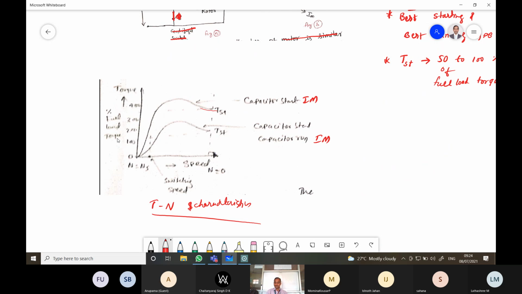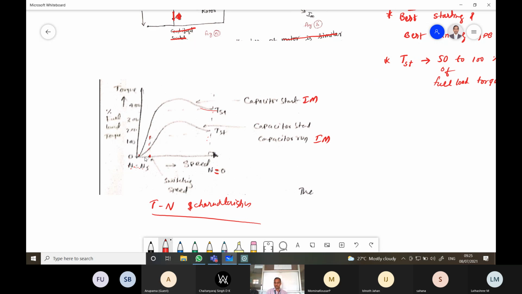Okay, so if N is equal to Ns, that is synchronous speed, your torque is very much minimum. So N is equal to 0 is at the time of starting, so the torque is very much higher. More than 100% we will get this. Okay, so this is the switching speed.